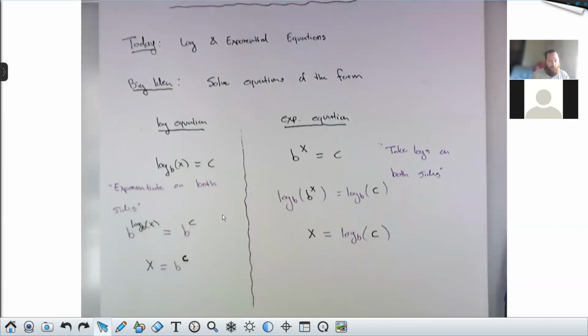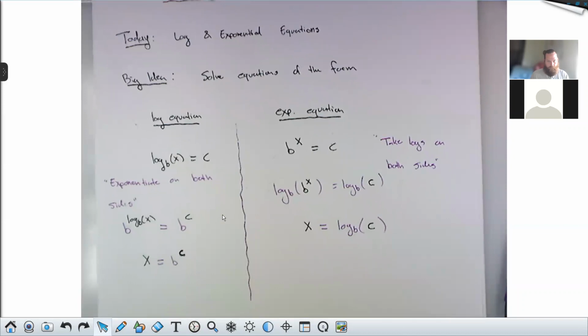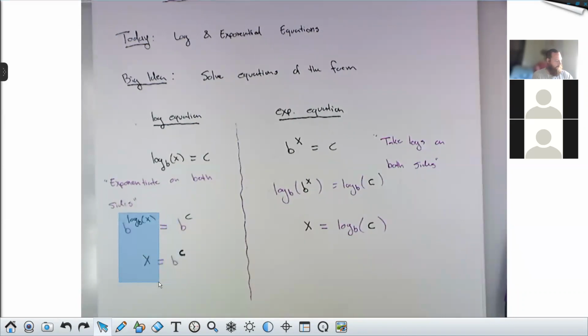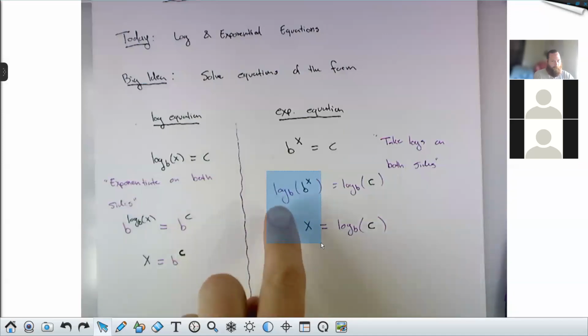So this is the general procedure. This is what we're doing. The properties that work here are that this will always simplify to this. So b raised to the base b log of x, by definition, will always just be x, because b to the x and log base b of x are inverse functions. And the main property at work here is that this thing is always equal to x. When you take the logarithm base b of b to the x, that will also always simplify to x.